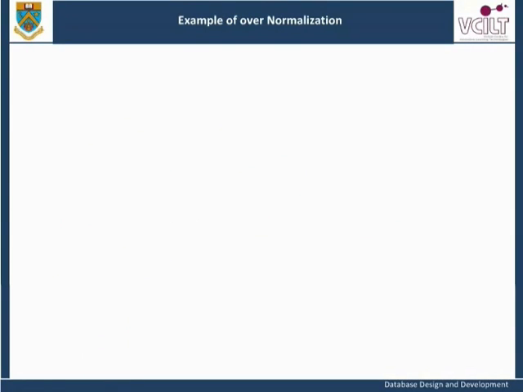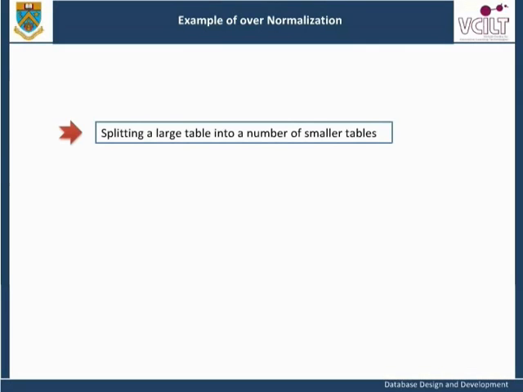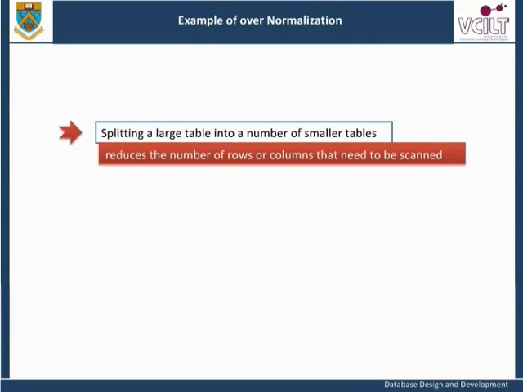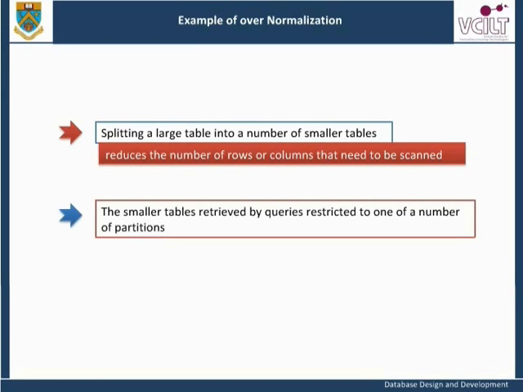Example of over-normalization. Splitting a large table into a number of smaller tables often reduces the number of rows or columns that need to be scanned by specific query or update transactions for an application. The smaller tables retrieved by queries restricted to one, or even a few, of a number of partitions will take up less space in main memory than the large number of rows fetched by a query on a large table.